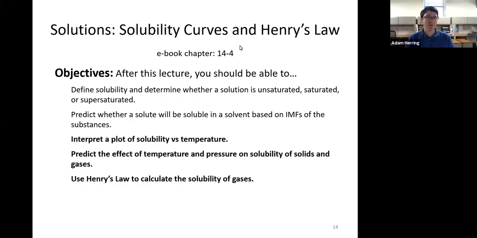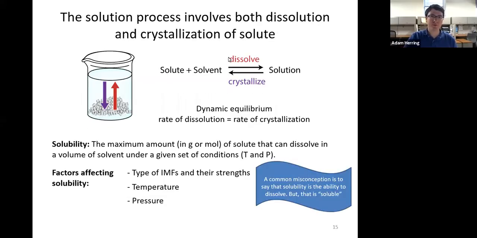Welcome back. In this video, we're going to interpret solubility curves. We're going to look at the effect of temperature and pressure on the solubility of solids and gases. And we're also going to use Henry's law to calculate the solubility of gases.